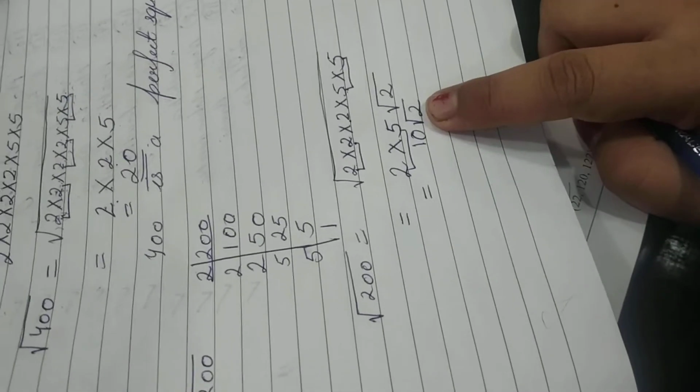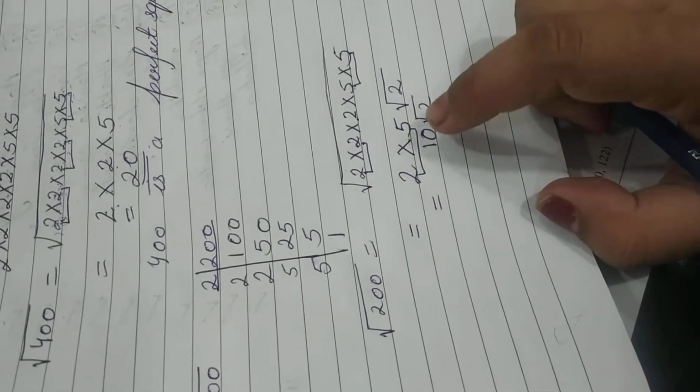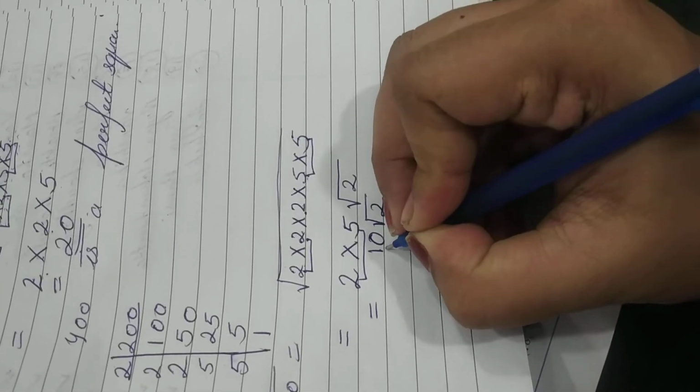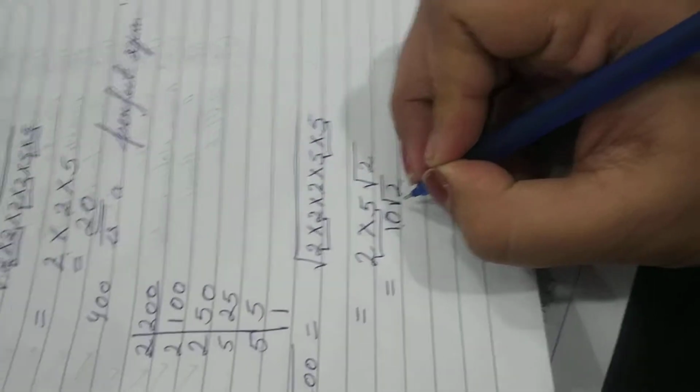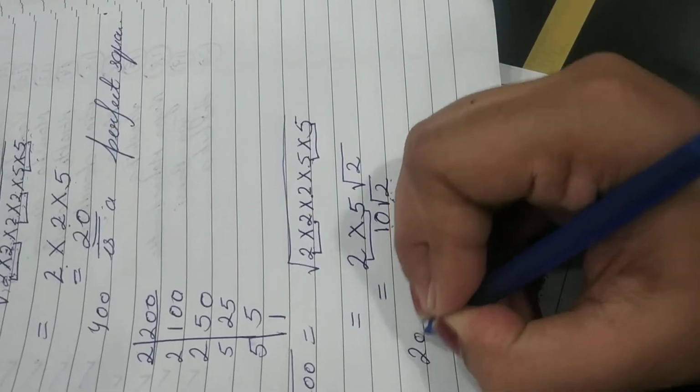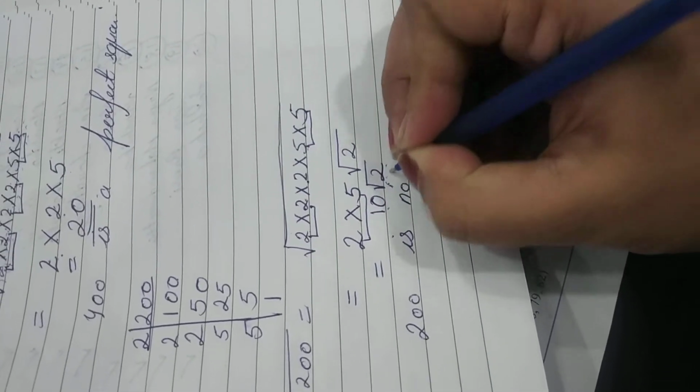So I am getting √2 here. Square root of 200 is 10 √2. Okay, it is read as 10 √2. Since it is coming root over here, इसकी कोई पेयरिंग नहीं हुई है, that means 200 is not a perfect square.